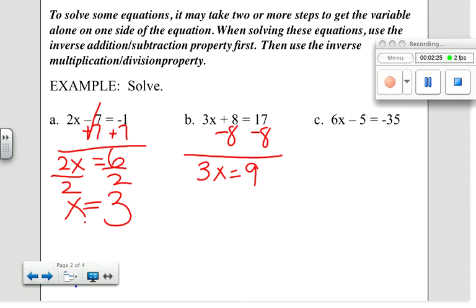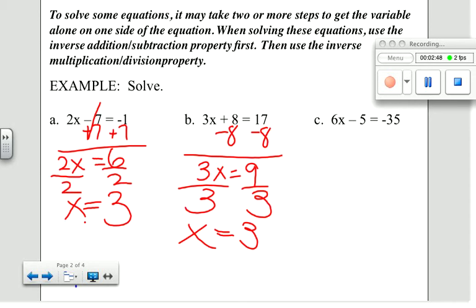3x equals 9. Now we have multiplication division. We need to get rid of the 3. So it's multiplying. The inverse of multiplying is dividing. So undo it by dividing, and x equals 3. There's your solution.